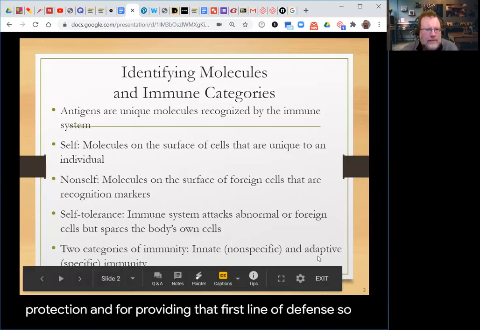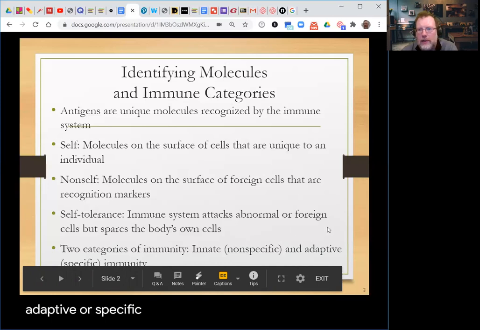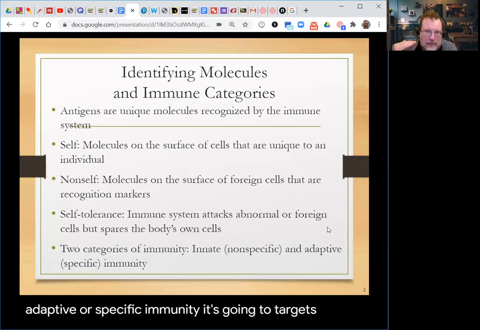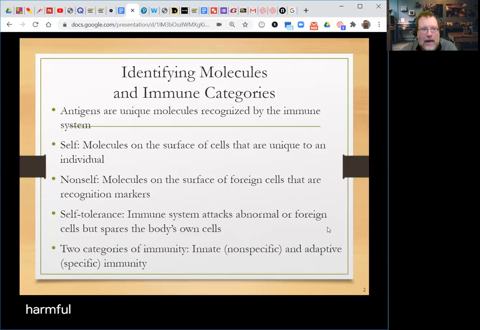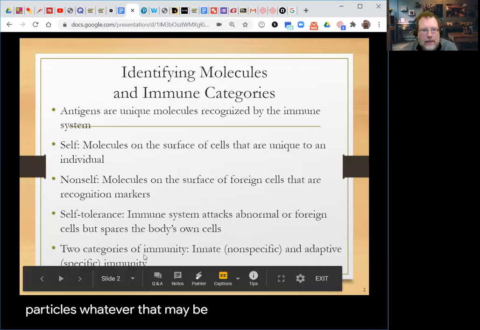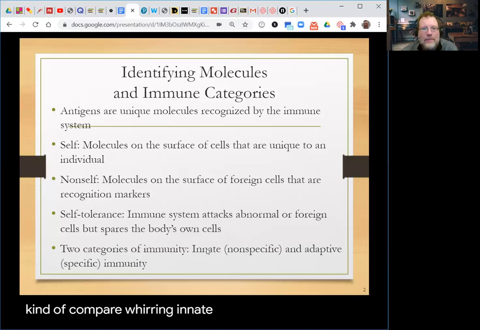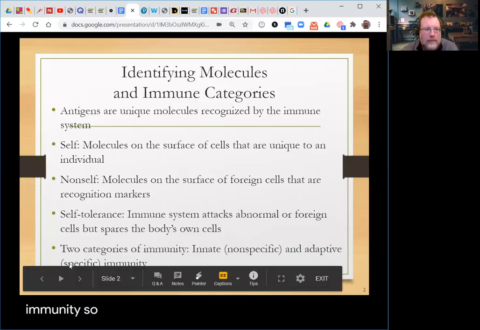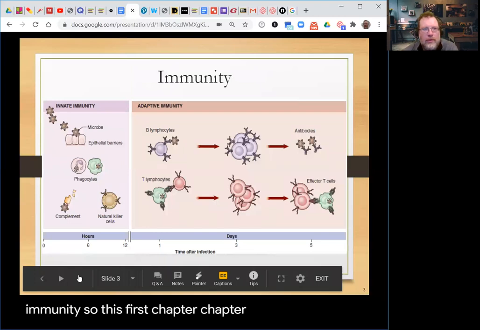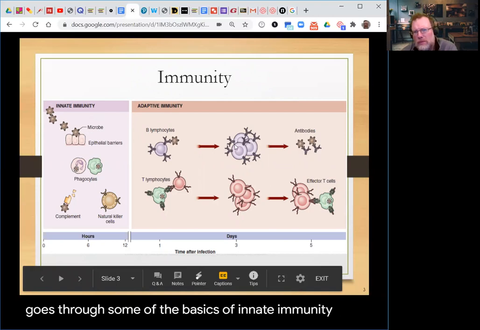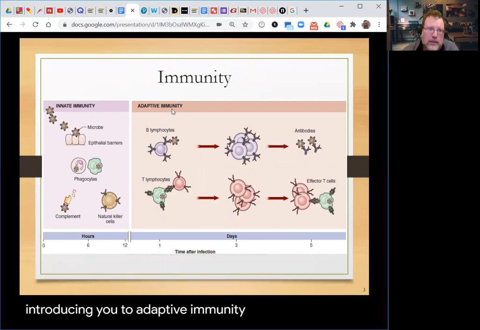So adaptive or specific immunity is going to target specific harmful objects or harmful molecules, harmful particles, whatever that may be. Again, much more specific. So as we go throughout, we're going to be looking at and comparing innate immunity and adaptive immunity. So this first chapter, chapter 33, in essence, goes through some of the basics of innate immunity while introducing you to adaptive immunity, which is chapter 33 in Kevin Patton's text.